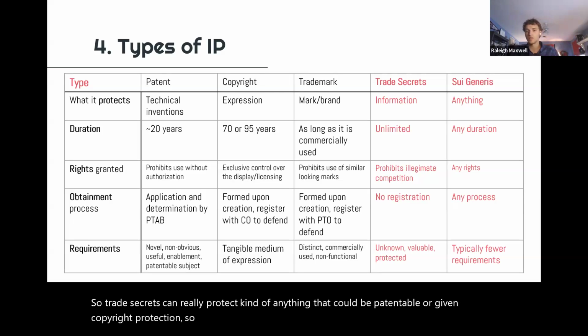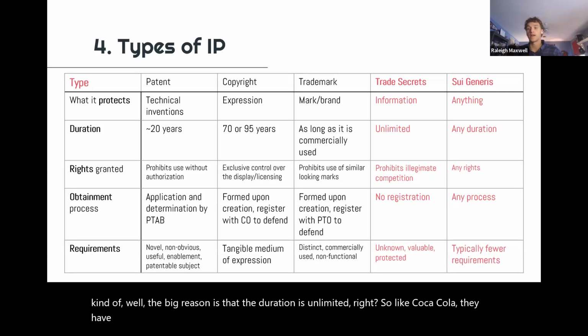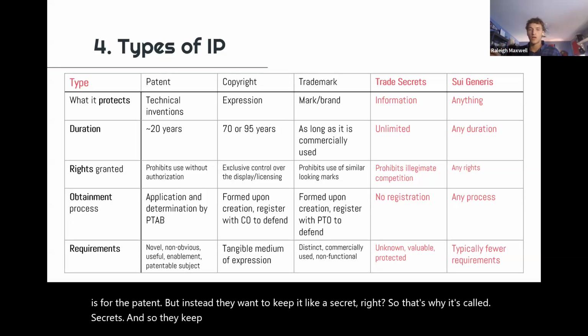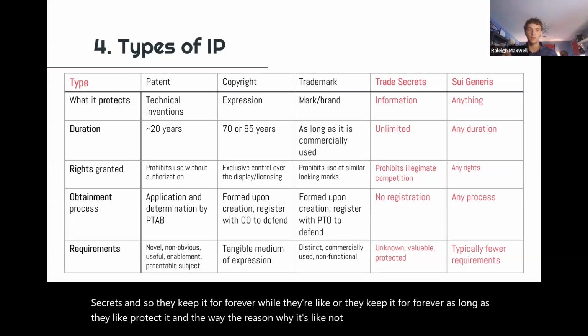So the reason that companies might prefer trade secrets is that the big reason is that the duration is unlimited, right? Like Coca-Cola, they have a drink that could be patented. They could write a whole application on what the recipe is for the patent, but instead they want to keep it a secret, right? That's why it's called trade secrets. And so they keep it forever, as long as they protect it. And the reason why it's not as effective as a patent is because you don't have as many rights to protect it, right?